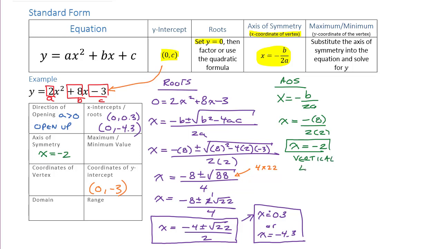Oops, why am I writing x there? Vertical line. There we go. And that also tells us the first coordinate of our vertex. So I'm just going to start writing the coordinates of my vertex here. The x coordinate is negative 2. Now we need to find the y coordinate.